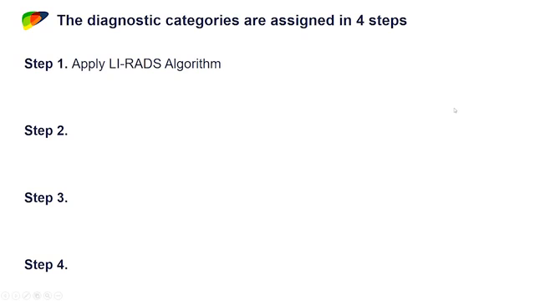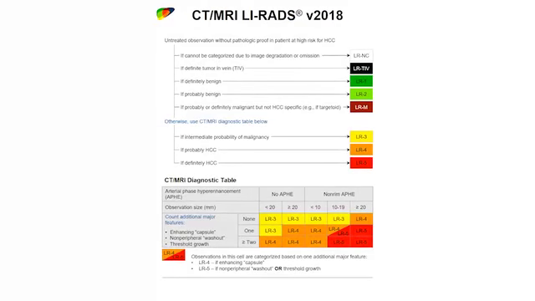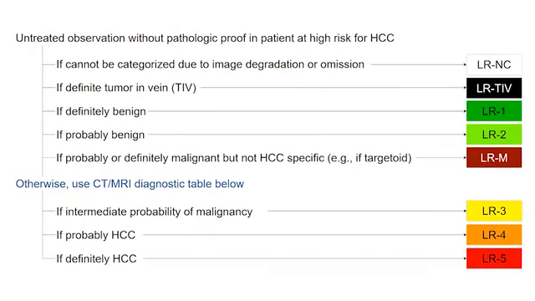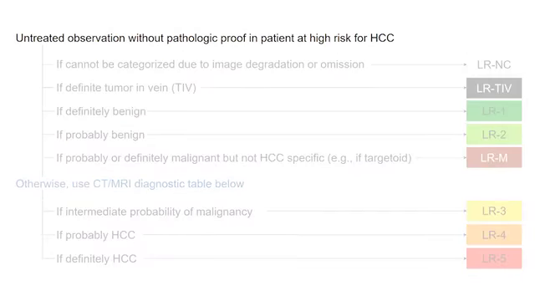To assign the categories, we use 4 steps. Step number 1 is we apply the LI-RADS algorithm. And again, this is the algorithm in a nutshell. We start with looking at the upper part. The first thing is untreated observation without pathologic proof in patient at risk of HCC. And I want to highlight patient at risk for HCC.